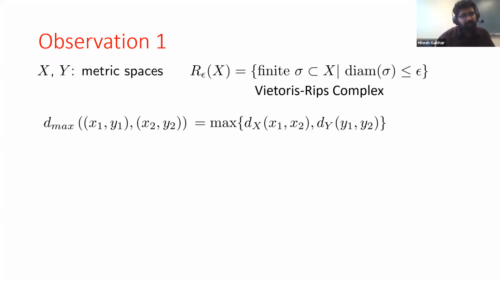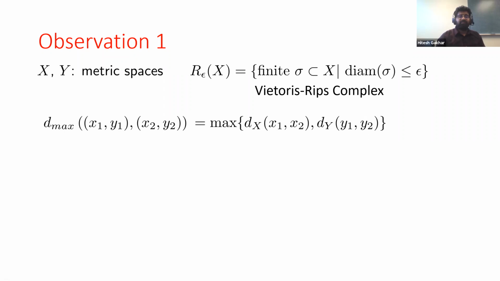Okay, so we already know what Rips complexes are: the collection of all finite subsets with diameter at most epsilon. Let's say we have two metric spaces X and Y, with metrics dX and dY respectively. Then on the product of these two metric spaces, I can define the maximum metric. You can also think of that as the L-infinity metric. So d_max is just the maximum of dX(x1, x2) and dY(y1, y2).